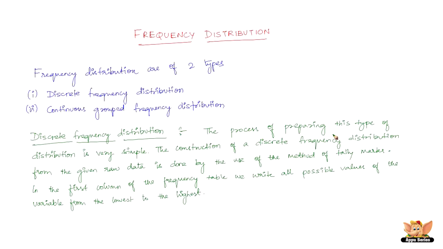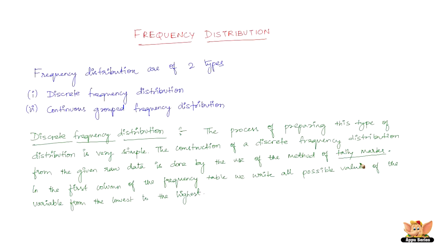The process of preparing this type of distribution is very simple. The construction of a discrete frequency distribution from the given raw data is done by the use of the method of tally marks. We've already seen what this means in the previous videos. We just have to draw some bars, that is the vertical lines, and when we draw 4 of them, we just need to draw the 5th one across them and make it one group. So that means it is equal to 5.